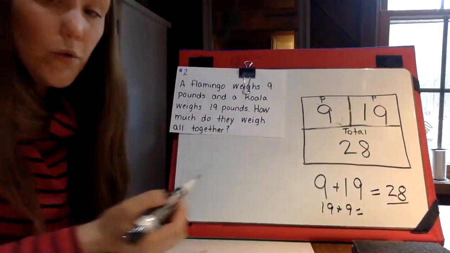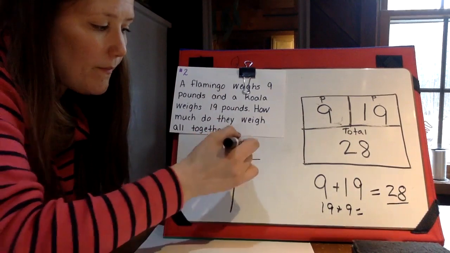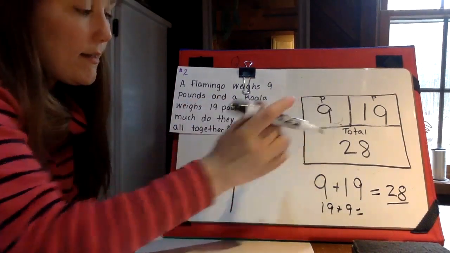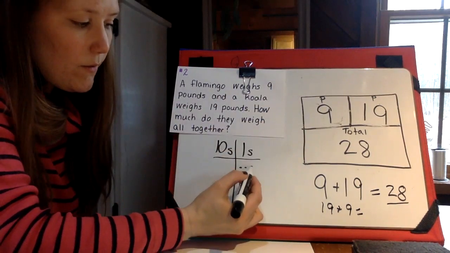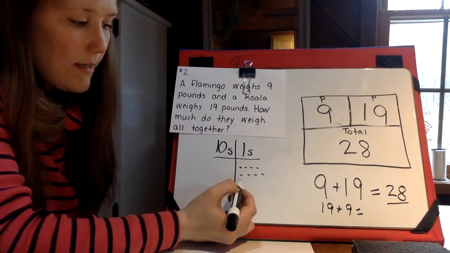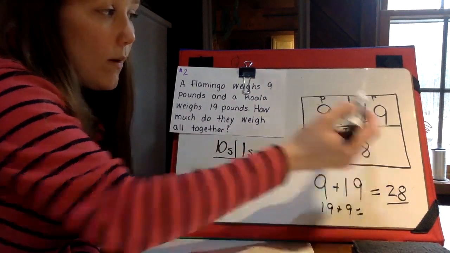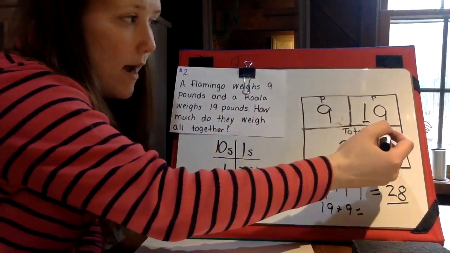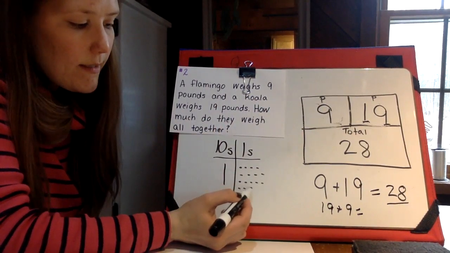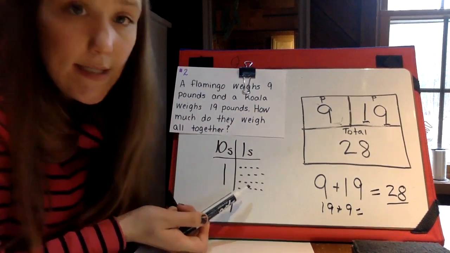If you wanted to use your base 10 blocks, it would be very similar to how we've been doing it. 10s and 1s, I would put up 9: 1, 2, 3, 4, 5, 6, 7, 8, 9. And then I would put up 19 more. Well, 19, I see 1 10, 9 ones: 1, 2, 3, 4, 5, 6, 7, 8, 9. That's way more than 10. So I need to do an exchange.